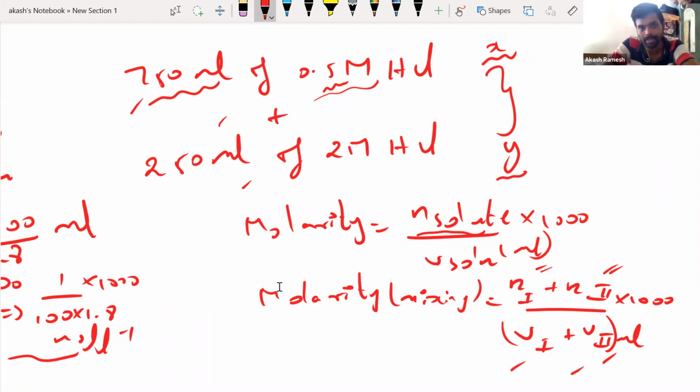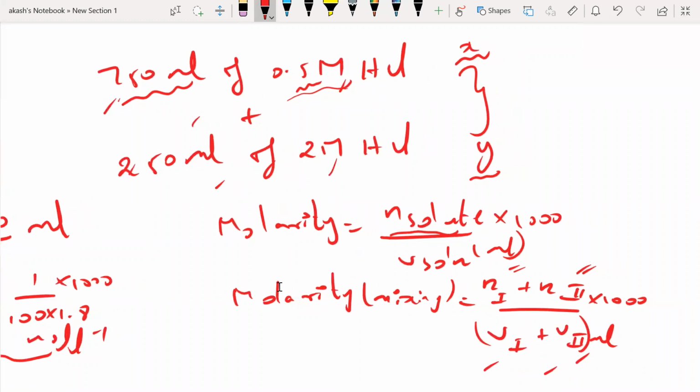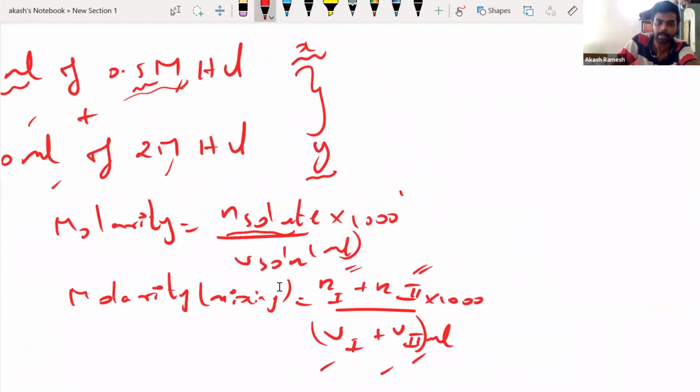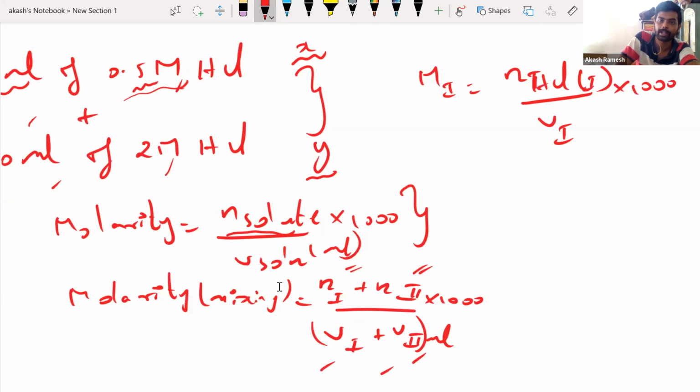If the volume is not given, then yes, you can directly take 0.5 M as 0.5 moles, and 2 M as 2 moles. But here both volumes are given. Sir, now 0.5 into 750 ml, sir. Yes, correct. That's what we do. Right. So now you can use the same formula again. Say now I have molarity 1 is equal to number of moles of HCl in 1 divided by volume of the first solution, into 1000 if it's in ml. Correct.